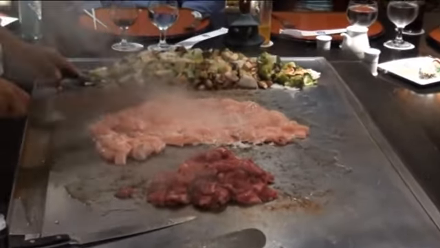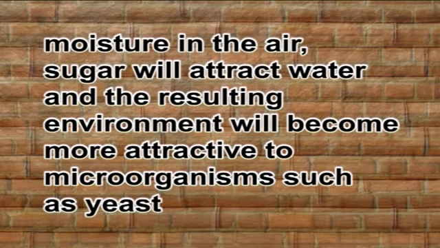While sugar can act as a preservative in a controlled watertight environment such as a sealed jar, sugar itself attracts moisture. So, where water is available, for example, moisture in the air, sugar will attract water and the resulting environment will become more attractive to microorganisms such as yeast.